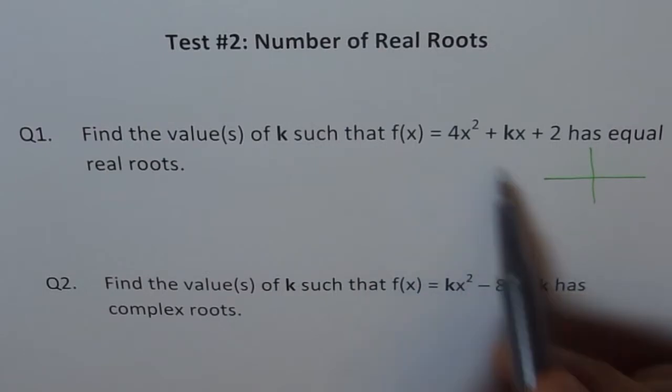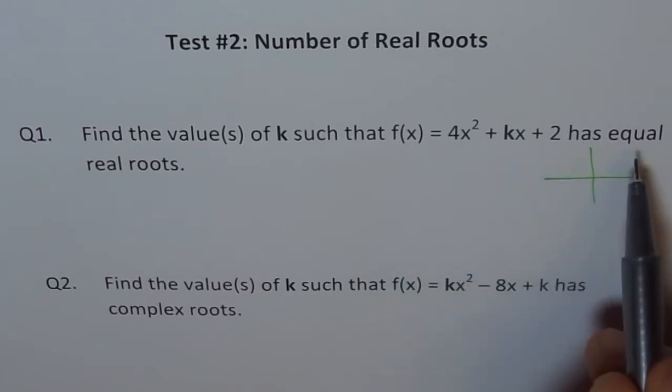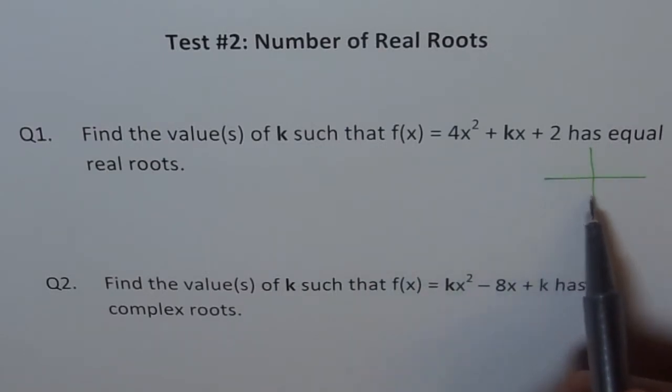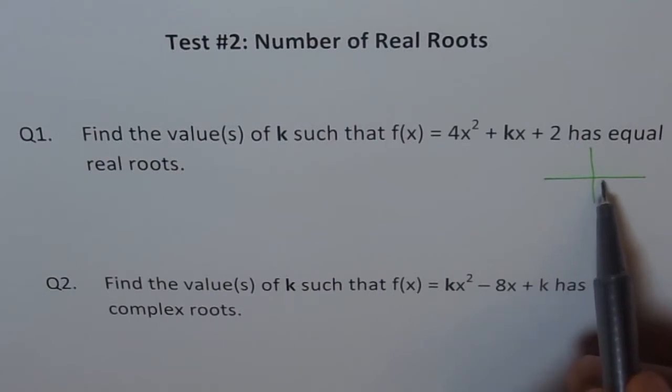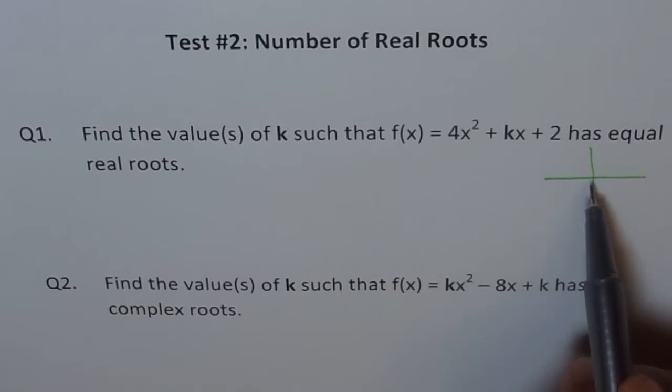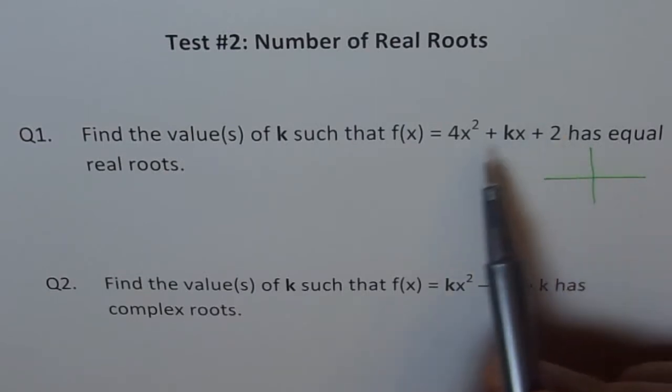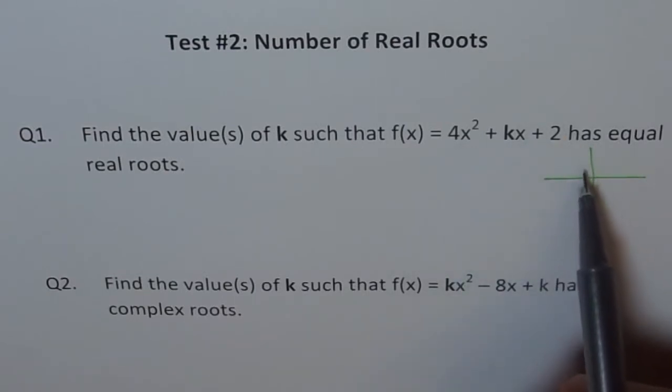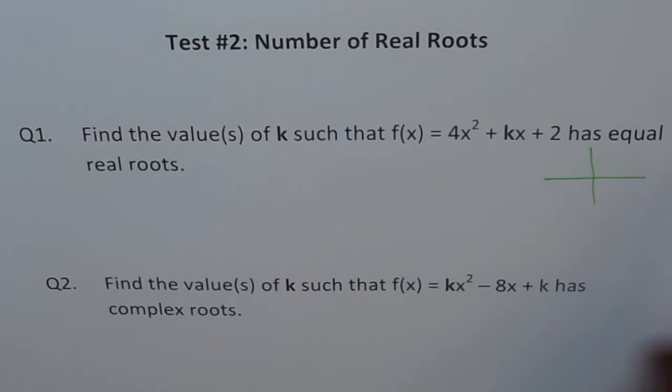The parabola is opening upwards, and that's why I'm taking this kind of an example. If it has two roots, then the vertex is somewhere below the x-axis, and if it has no roots, then the vertex is above the x-axis, correct? So that is what our thinking is. Now we have to find different values of k which can give the vertex right on the x-axis, correct?